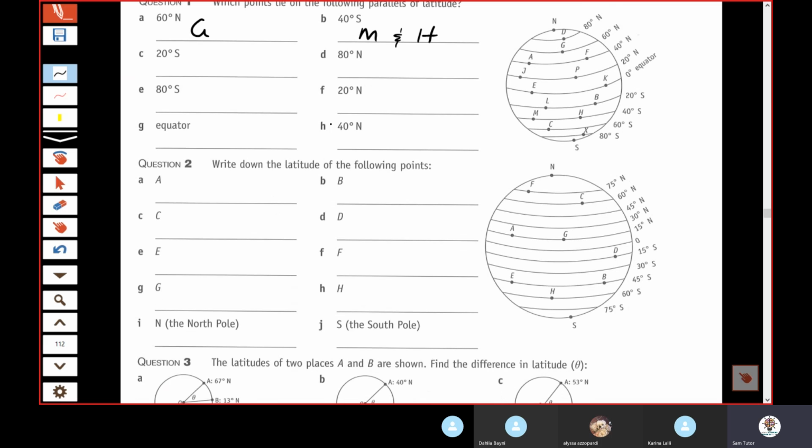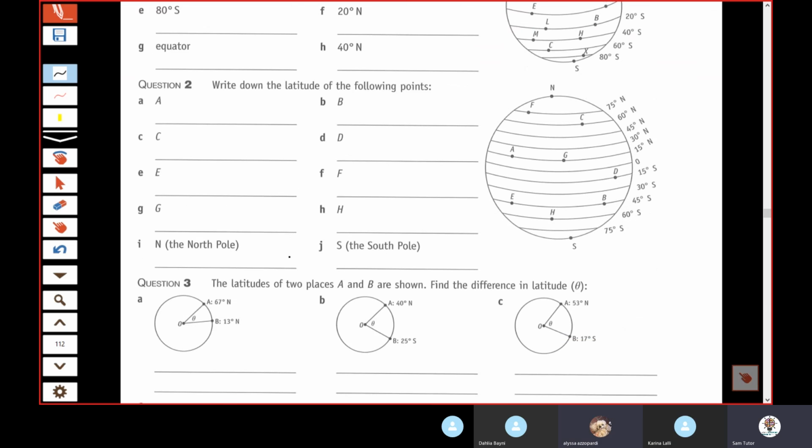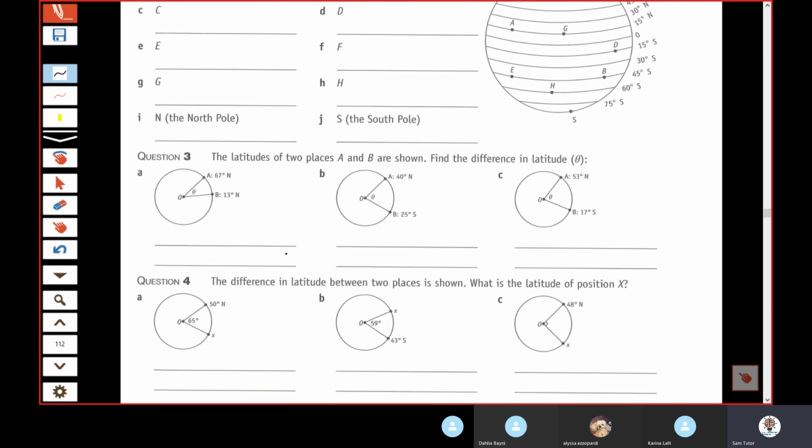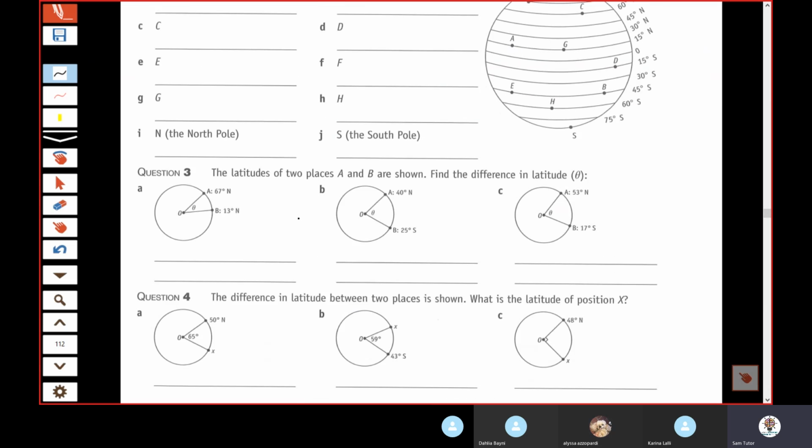Are we okay with that? Or should I continue a few more? I get that. Yeah, I get that too. Yeah, cool. All right, then we'll move on. And the same thing for this one, so don't worry about it.